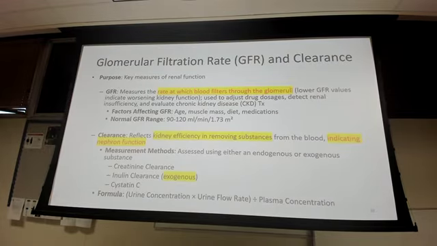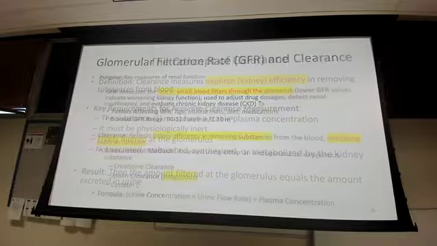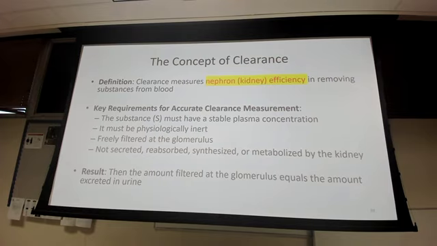All right. So GFR and clearance. The GFR measures the rate at which the blood filters through the glomeruli. The clearance actually reflects kidney efficiency in removing substances from the blood, and it indicates nephrotic functions. The measurements that we use in the lab for the GFR include the creatinine clearance, the inulin clearance or exogenous, and the cystatin C. The whole concept of the clearance is that we're just measuring the efficiency of the kidney. Okay.